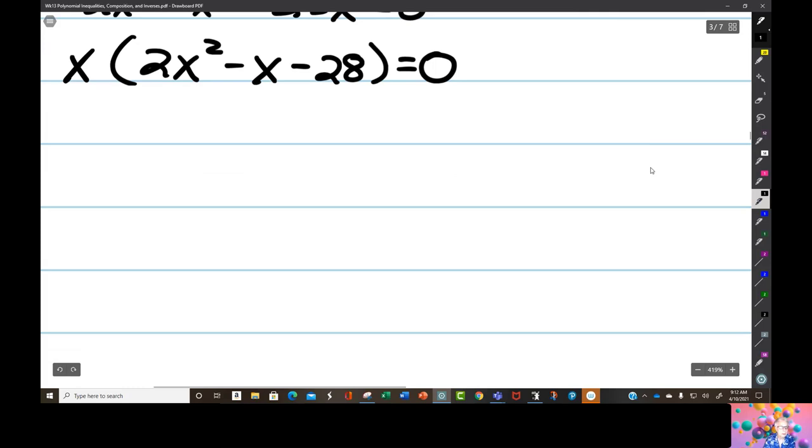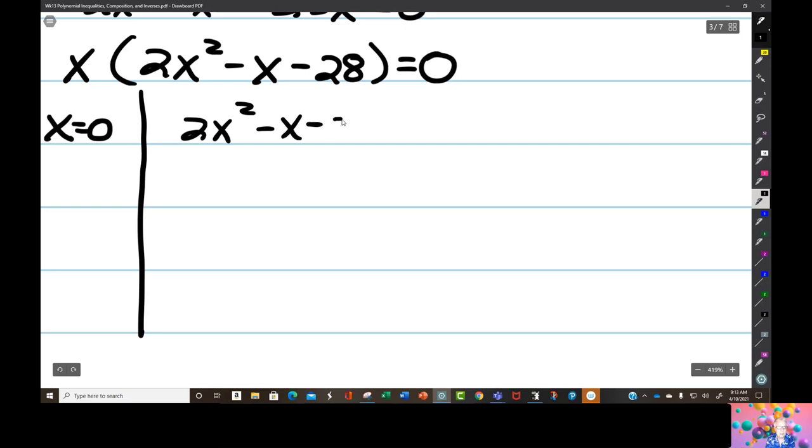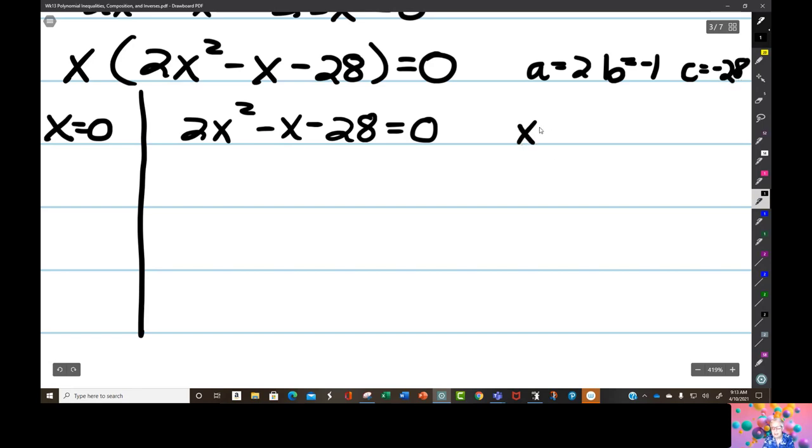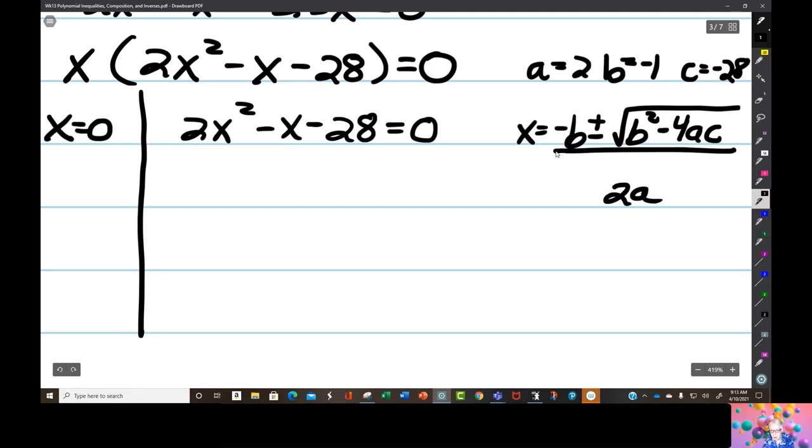All right, and we set each factor equal to zero. So we're going to have x equals zero and 2x squared minus x minus 28 equals zero. Now, probably we can factor this just fine, but why don't we use the quadratic formula because it might be faster. A is 2, B is negative 1, C is negative 28. So x equals negative b plus or minus the square root of b squared minus 4ac all over 2a.